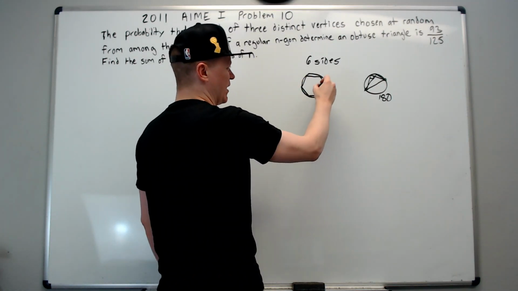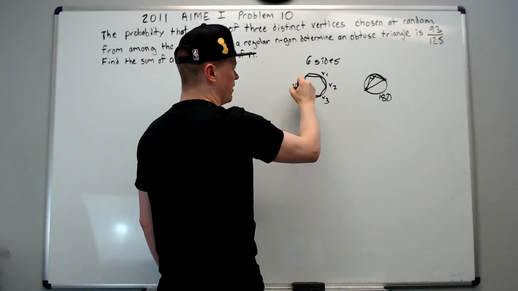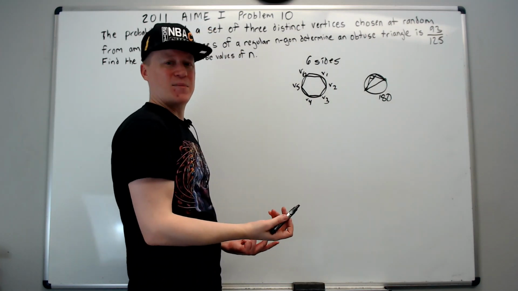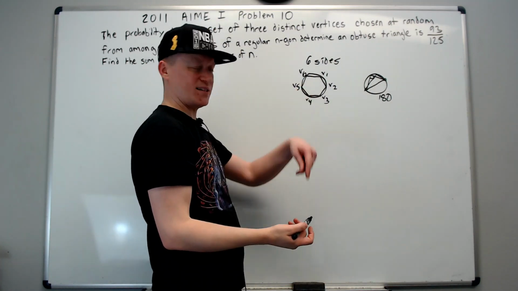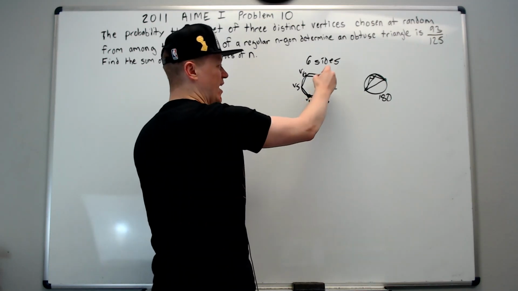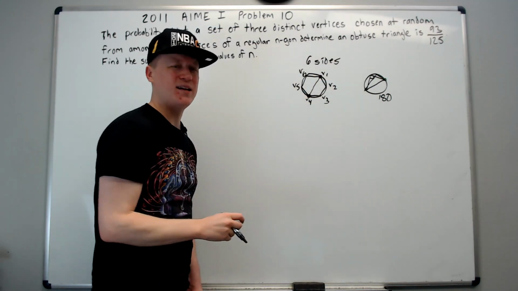If I take a point, let's label these vertices V1, V2, V3, V4, V5, and V6. If I wanted to make a diameter using the vertices, then if I chose V4 as one, the opposite end of the diameter is V1, such that this is the diameter here.